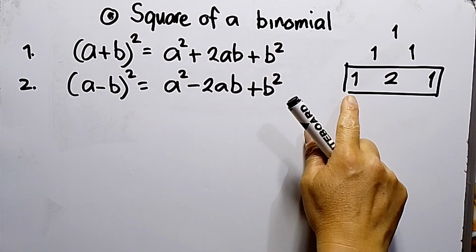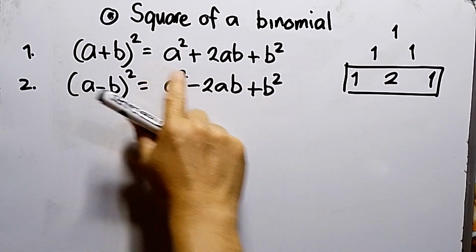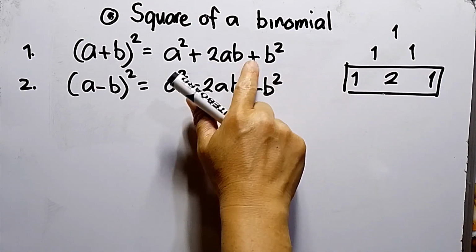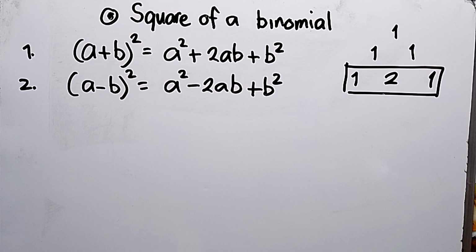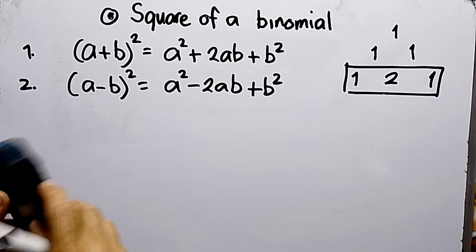So I have the numerical coefficients. This will be 1, and then 2, and then 1. The difference between the two is only the sign. So I will give you an example for this: one for the positive and one for the negative.